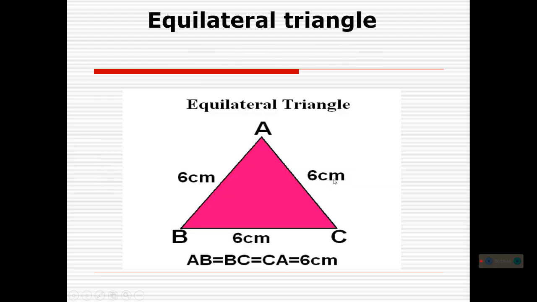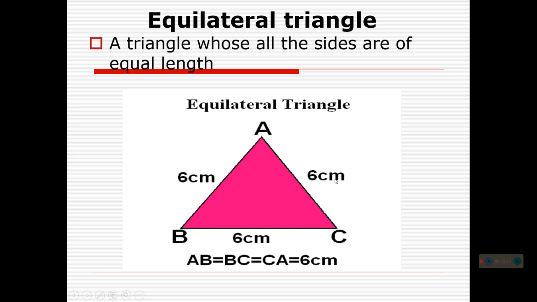When we say equilateral triangle, it is a triangle whose all the sides are of equal length. As you have noticed on the figure, we have here 6 centimeters, 6 centimeters, and 6 centimeters. So obviously, we have 3 equal sides. That's why we have here equilateral.